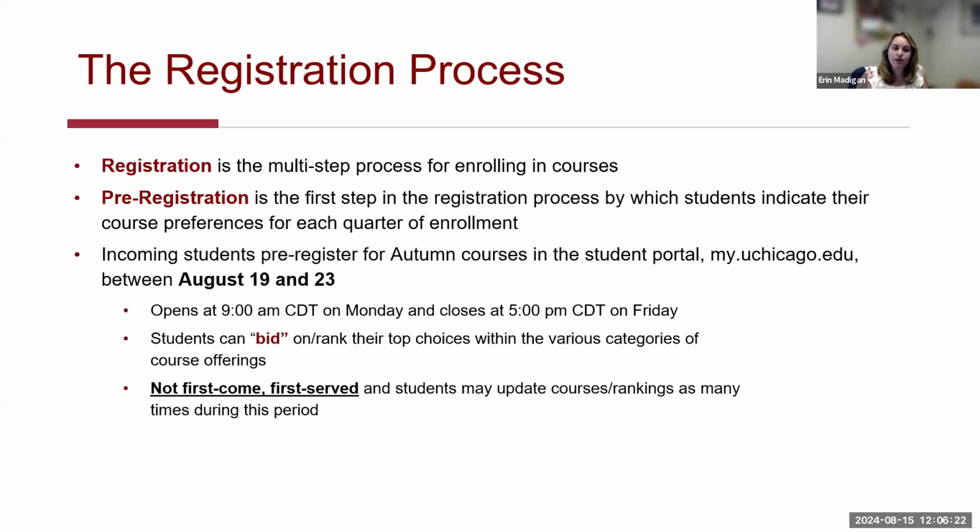For our incoming students, who should be everyone on this call today, although if you're a returning student, welcome. Pre-registration for autumn courses takes place in the My.UChicago portal, which is the same system where you did humanities pre-registration earlier on in the summer. That portal will open starting at 9 a.m. on Monday, August 19th, so this coming Monday, and it will remain open until Friday, August 23rd at 5 p.m.